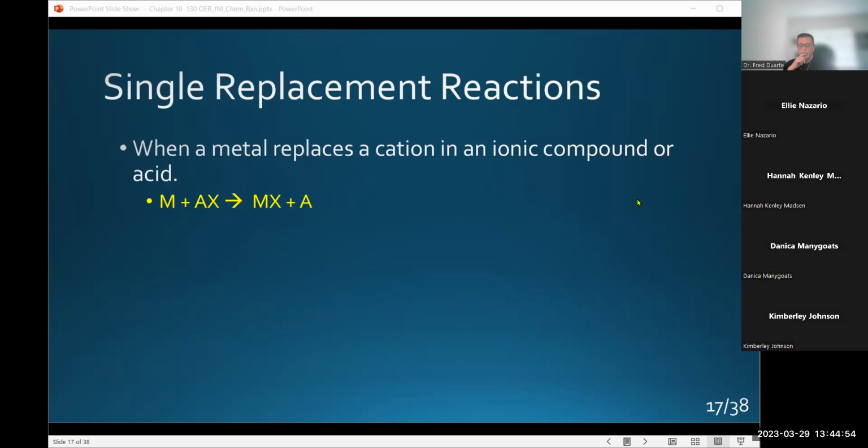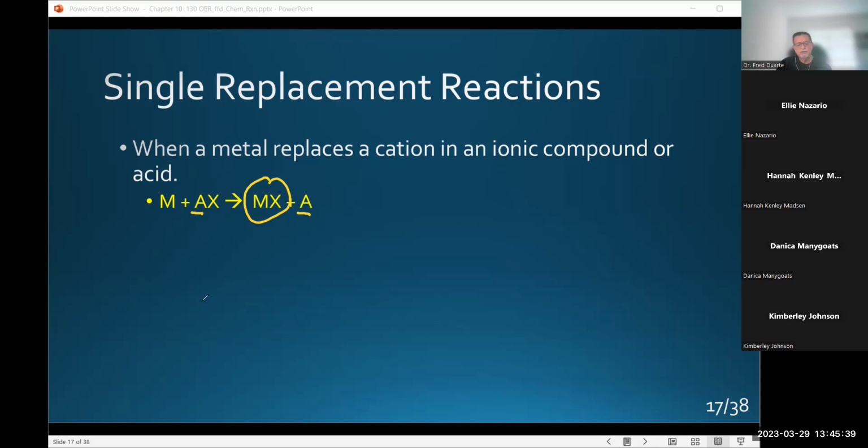Now, single replacement reaction. This is the one where I explained that you see the general reaction here. You start off with a metal element, okay? And then it will react, if it's going to react, with another metal that's in ionic form. And basically they exchange position. So the M replaces the A in ionic form to give you MX as a new product. And the A, okay, now went back to elemental form.